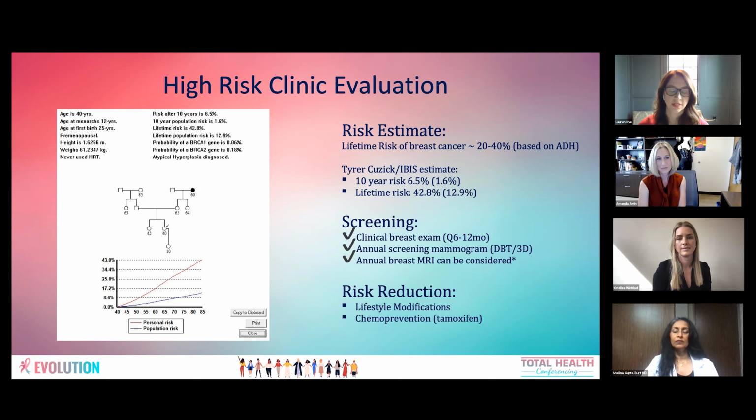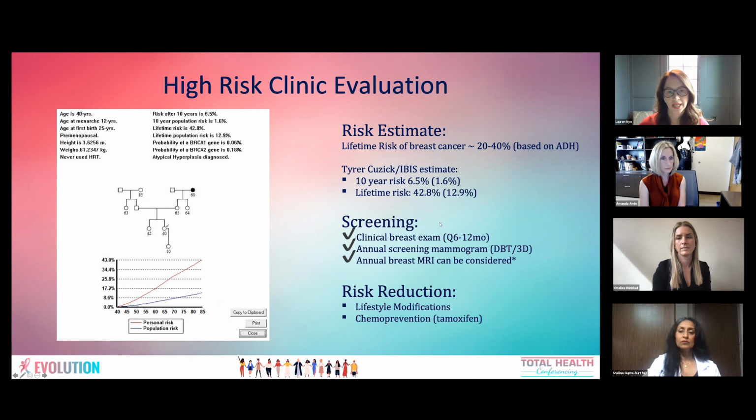We also look at the Tyrer-Cuzick, which is our family history-based model. That's the image that you see on the left of the screen. And when we put ADH or atypical hyperplasia into that calculator, unfortunately, we're almost always going to get a lifetime risk of about 40%. That's just how the model is programmed. But as we can see here, it estimated her lifetime risk was about 42.8%.